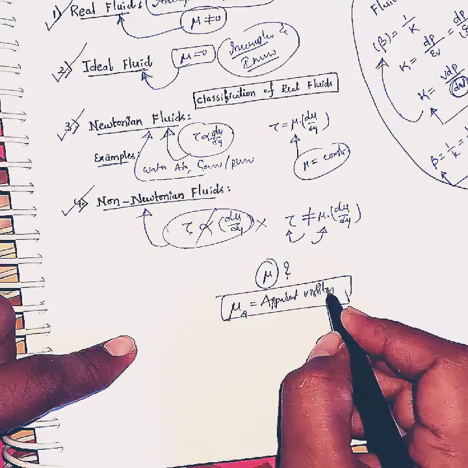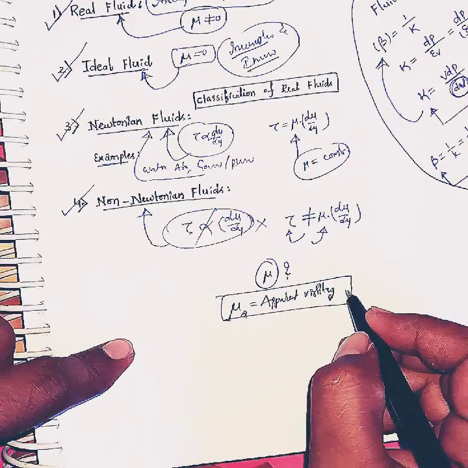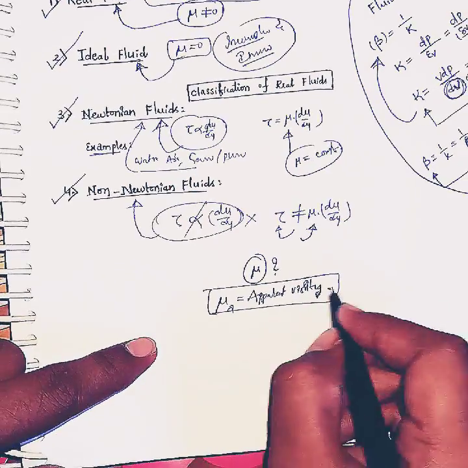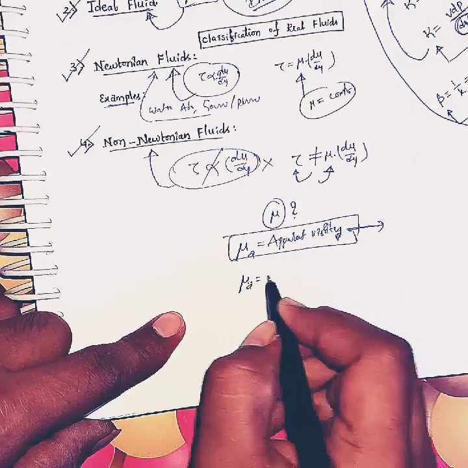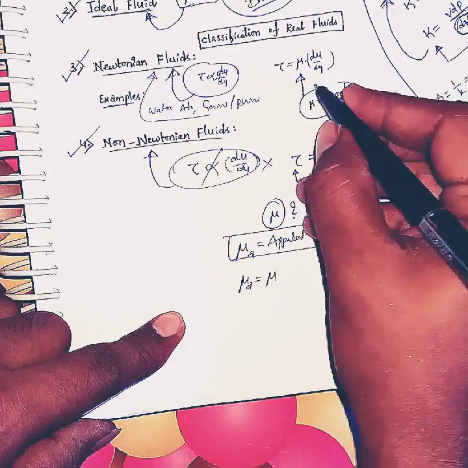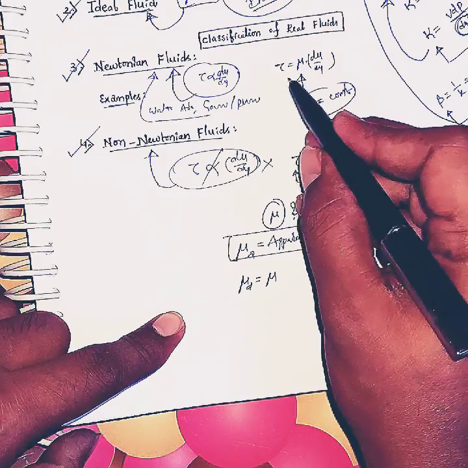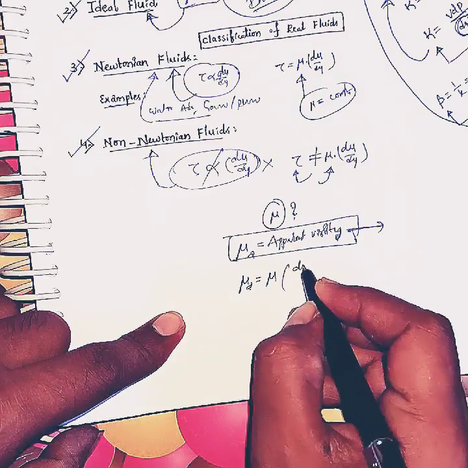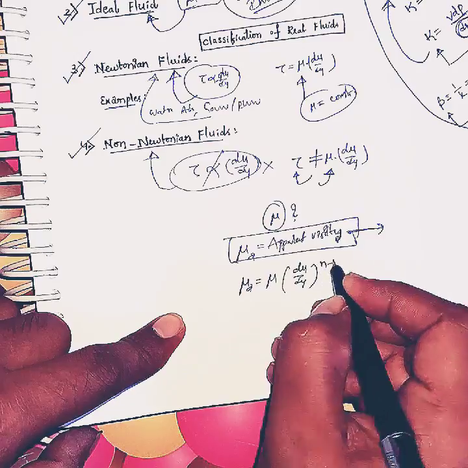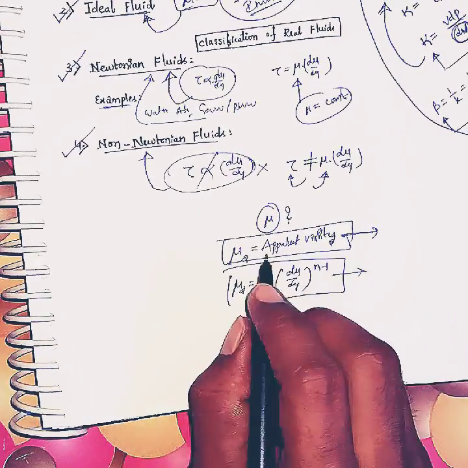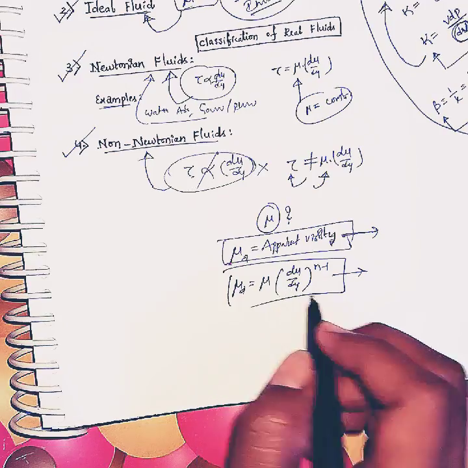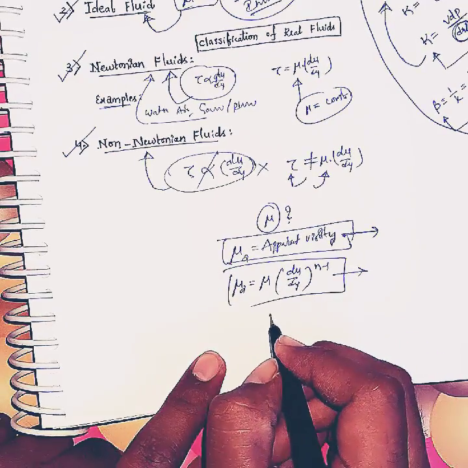Okay, you cannot find this in any book, and only some foreign authors put this type of information. This apparent viscosity mu a is nothing but the viscosity that is constant for Newtonian fluids. For non-Newtonian fluids, the formula is mu into du by dy whole power of n minus 1. Here you can have a doubt: what is the value of n?